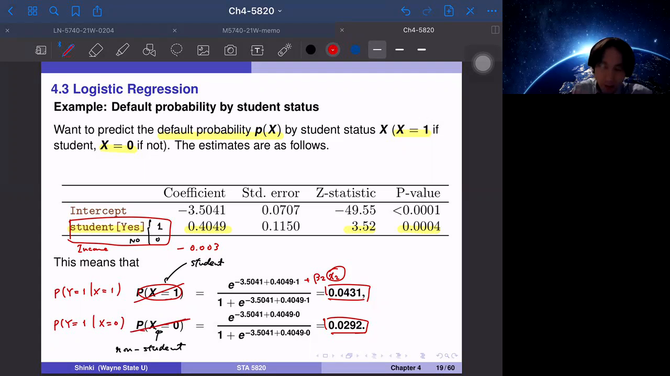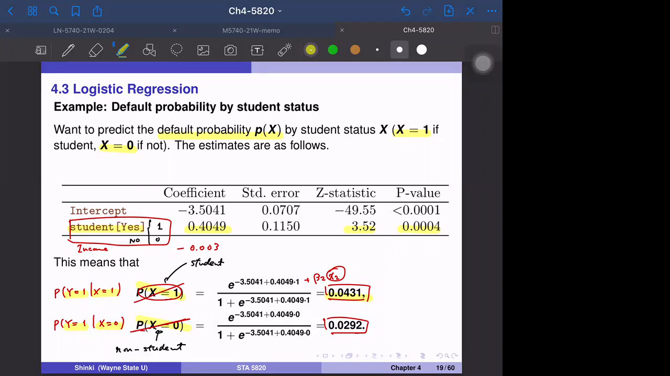So given the information that the person is a student, the default probability is 0.04. Given the information that the person is not a student, then default probability is 0.029. So sorry, this is the mistake. Thanks.